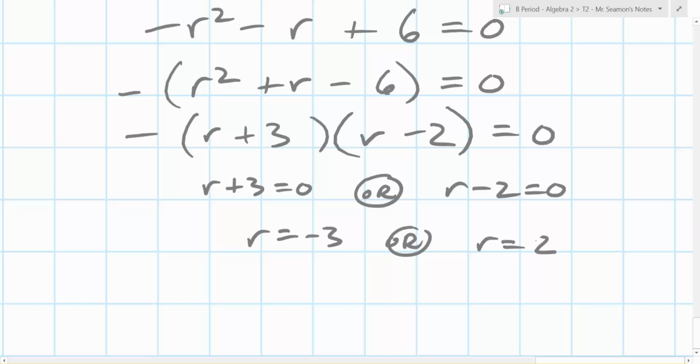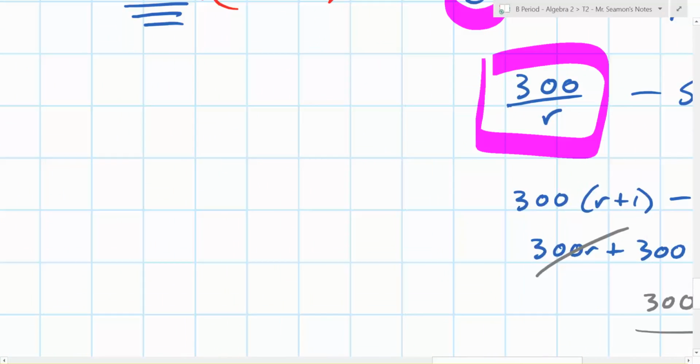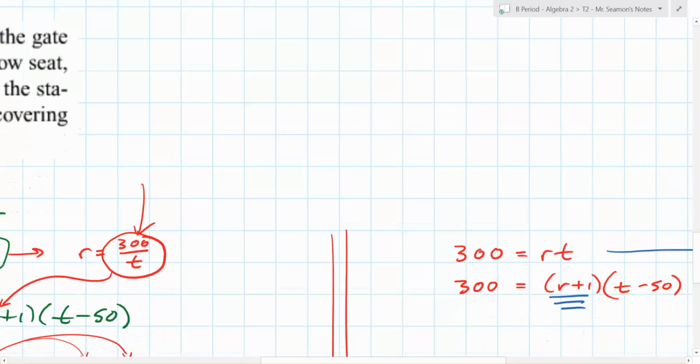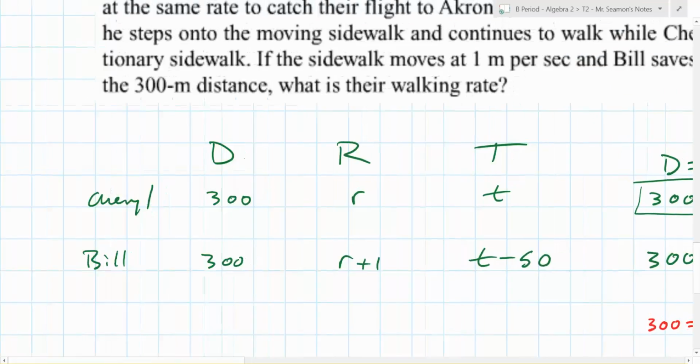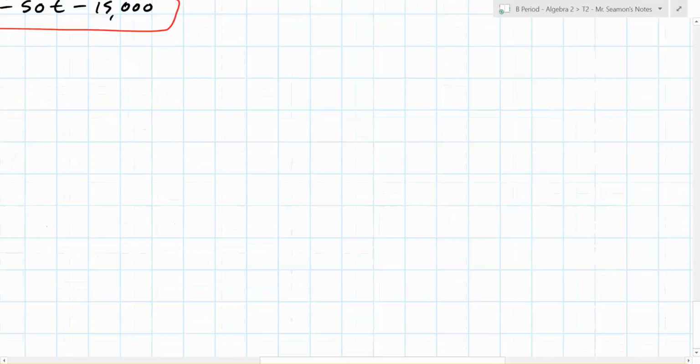Which one does it have to be? 2. Why? Because with this time problem, you can't have a negative rate. We're not going backwards. So what's the rate that we're asking for here? Let's go back to the beginning of this problem. This is the rate that they are walking at, and then one of them is walking 1 meter per second faster.